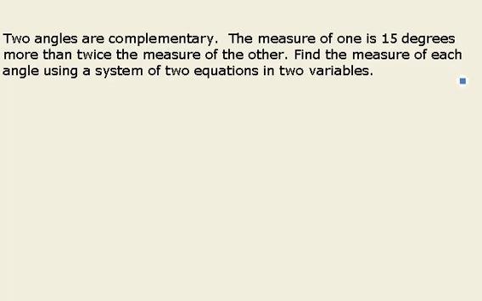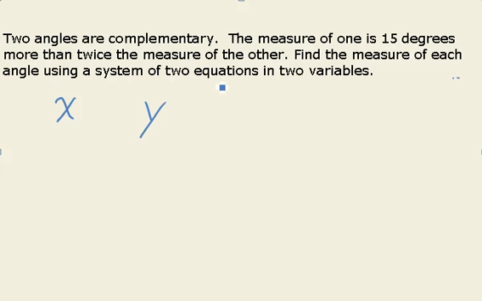Two angles are complementary, the measure of one is 15 degrees more than twice the measure of the other. Find the measure of each angle using a system of two equations in two variables. So let's go ahead and define our two variables to start with. We have two angles, so we need two variable names. Why don't we call them x and y? So we'll talk about x as one of our angles and y as the other angle.